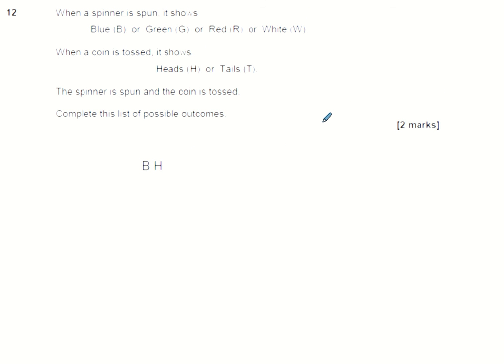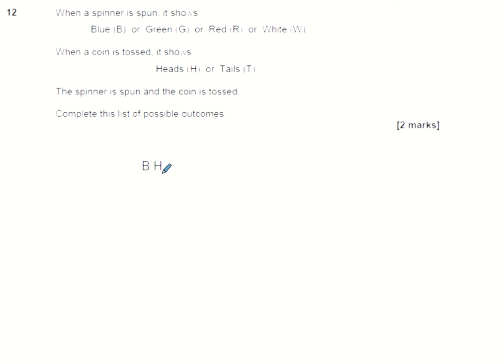Question 12. When a spinner is spun, it shows blue, green, red, or white. When a coin is tossed, it shows heads or tails. The spinner is spun and the coin is tossed. Complete this list of possible outcomes.